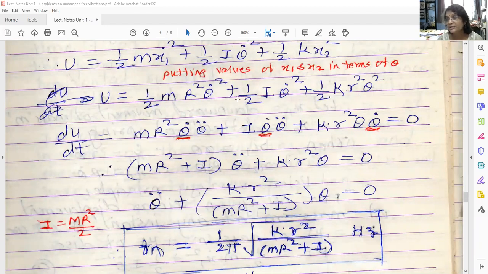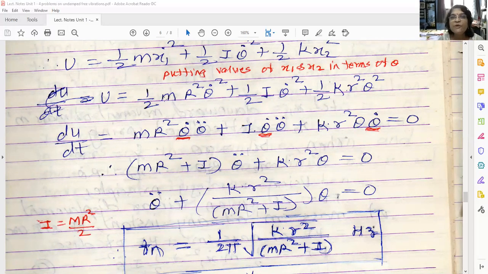This is a very important step whenever there are two parameters involved, or whenever there are two types of motion involved in the vibration, rotating also and translatory also. So now differentiate this. Differentiating, dU by dt is equal to 0, because the total energy is going to remain constant. So the differentiation of the summation of energy is equal to 0.